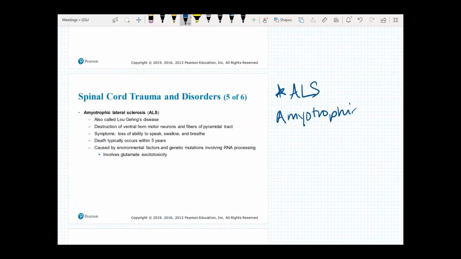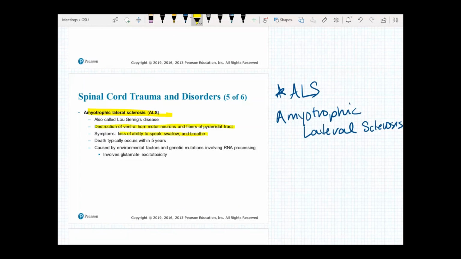Amyotrophic lateral sclerosis, ALS. Used to be called Lou Gehrig's disease because he's the famous baseball player who had it, but ALS is the technical term. And it's also the destruction of the ventral horn neurons and fibers of the pyramidal tract. But what this one specifically will result in is the loss of the ability to speak, swallow, and breathe.